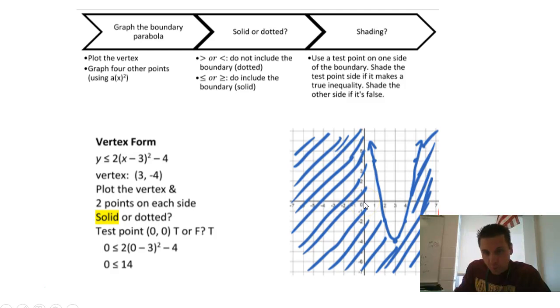Therefore, all of the other points that are on the same side of the parabola as (0, 0) are solutions, which is why all of this is shaded in. Everything inside this parabola, so to speak, is not a solution to this quadratic inequality. I keep wanting to say parabola. That's what that looks like.